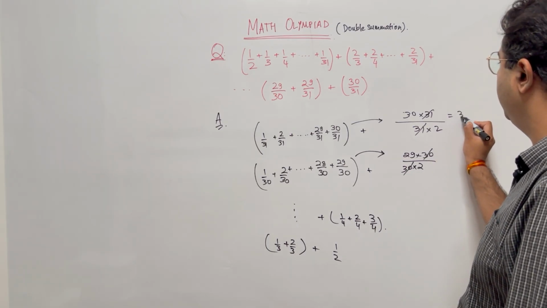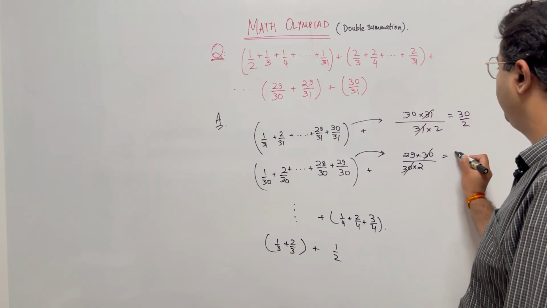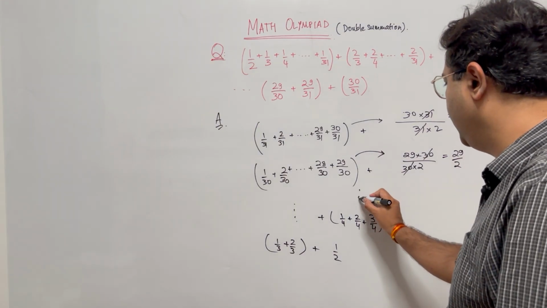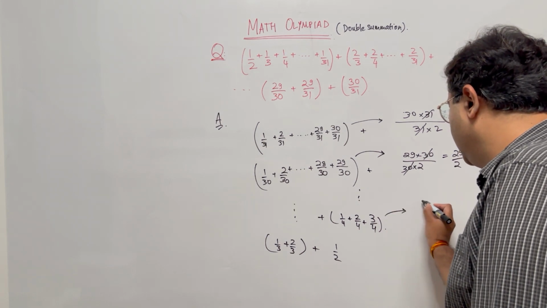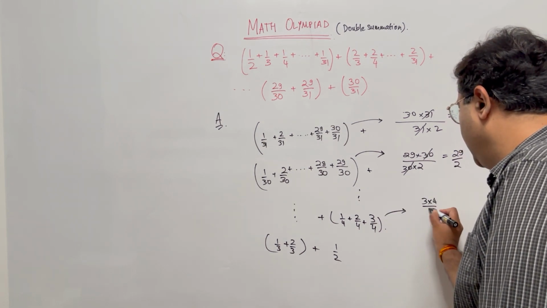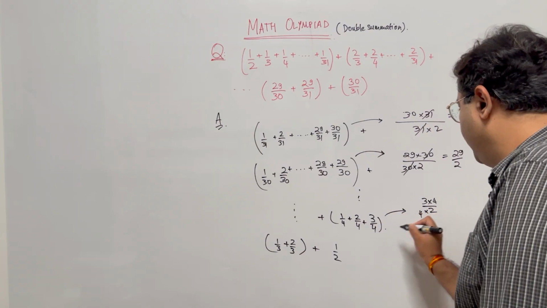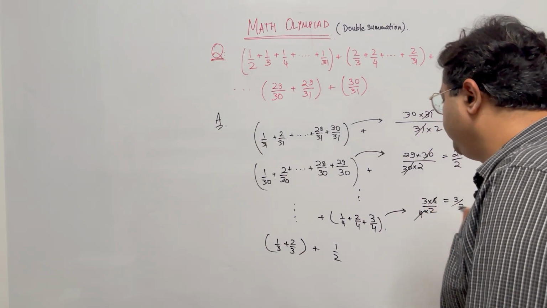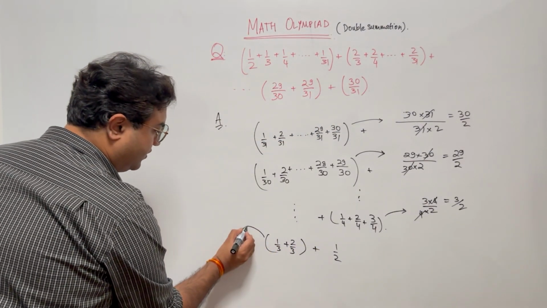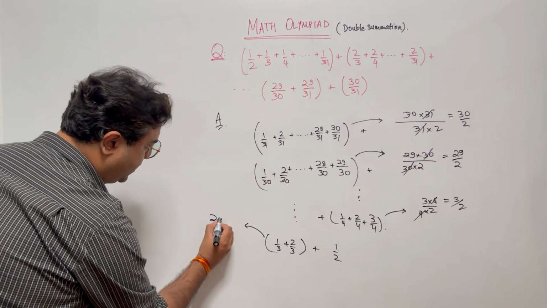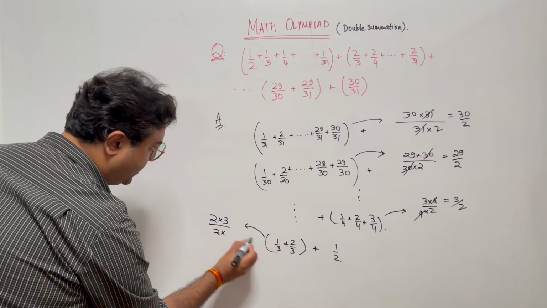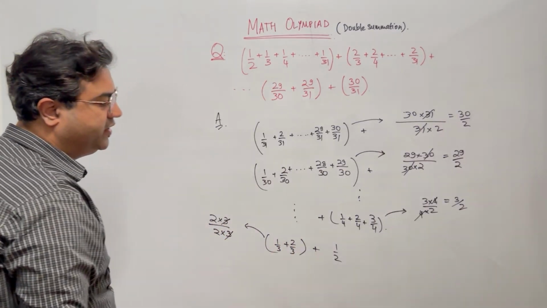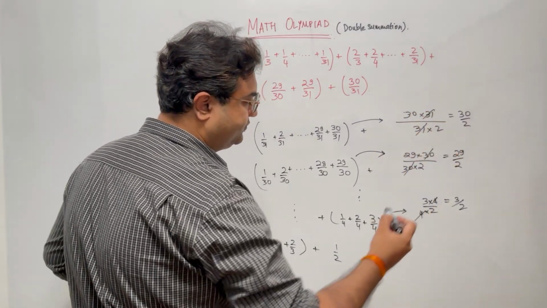So we are left with 30 by 2 here. We are left with 29 by 2 here. Then all the way down to this one, which will give us 3 into 4 by 2, and then there is a 4 here. So this 4 will cancel out. So it becomes 3 by 2. This will become 2 into 3 by 2 into this 3 here, so 2 by 2. And then there's a 1 by 2.